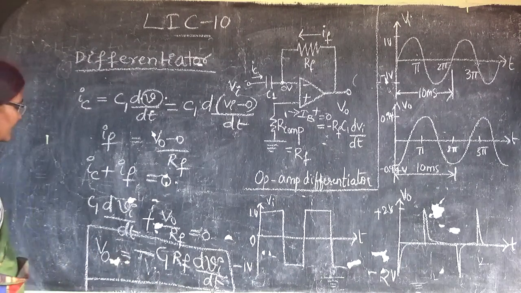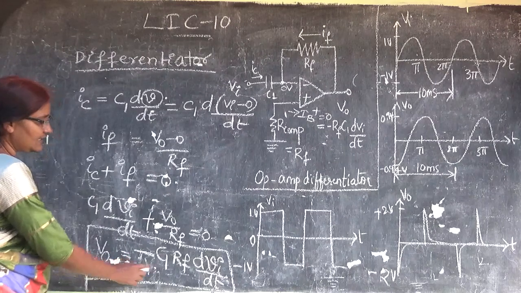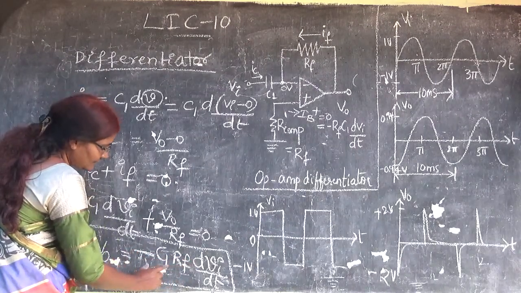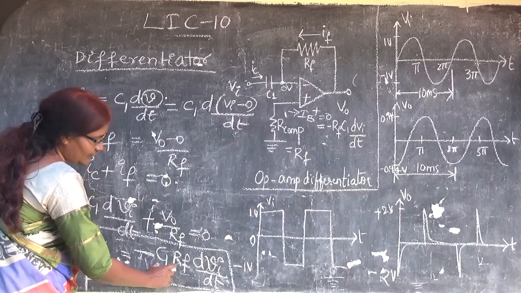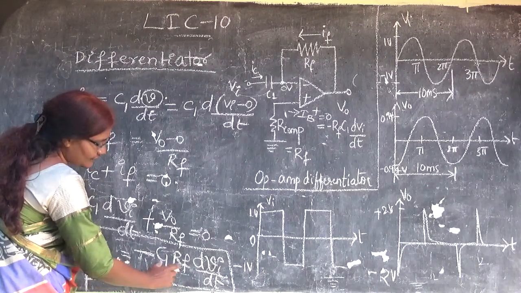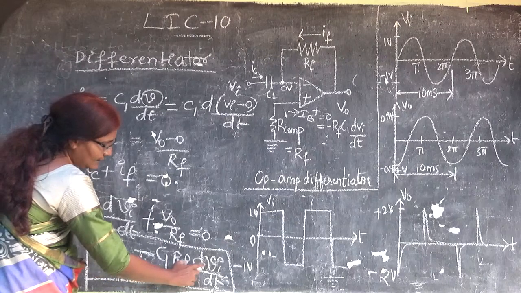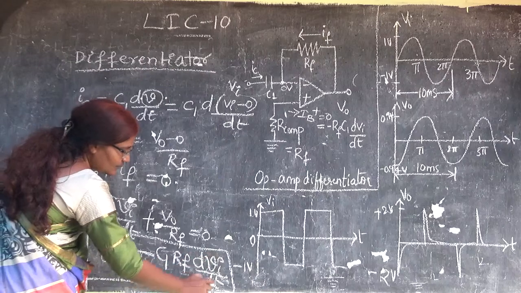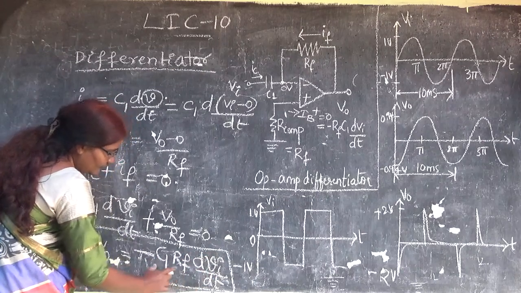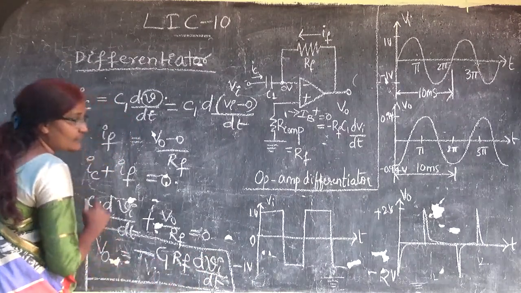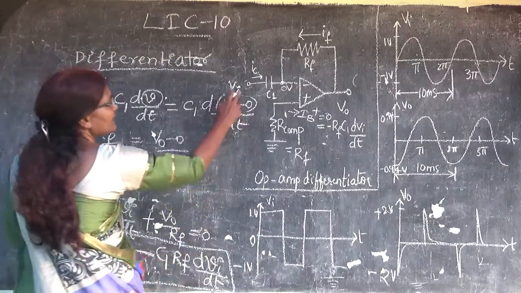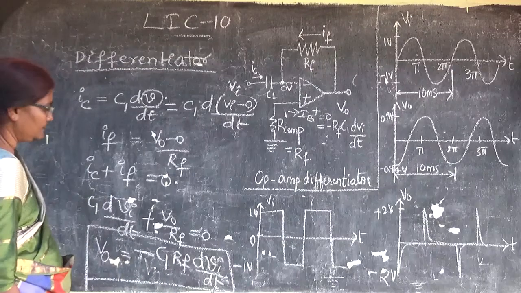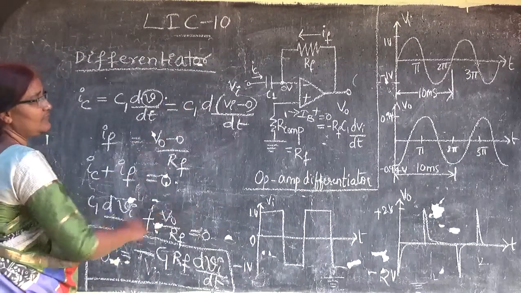So this is nothing but the voltage at the output. That is, the voltage will be a multiple of C1 and Rf. This is the multiple, and the output voltage is the derivative of the input voltage multiplied with C1 Rf. Because the input is given to the inverting op-amp, the negative sign will come. Okay. Let us check the waveform.